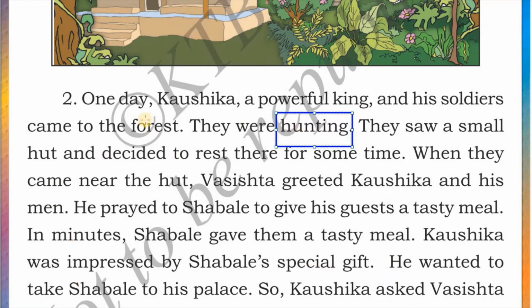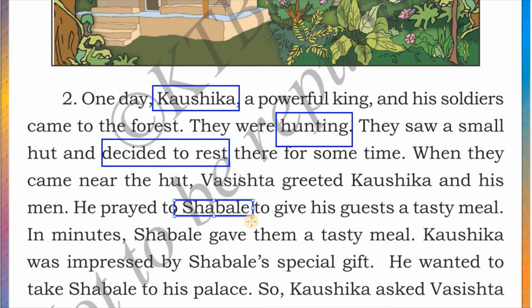So what is happening is, one day King Kaushika was hunting in the forest, and then he got tired and he decided to rest in the small hut. That small hut belonged to Vasishta, and Vasishta welcomed Kaushika and his men, and then to feed them he prayed to the cow Shabale, and Shabale prepared a tasty meal for Kaushika.